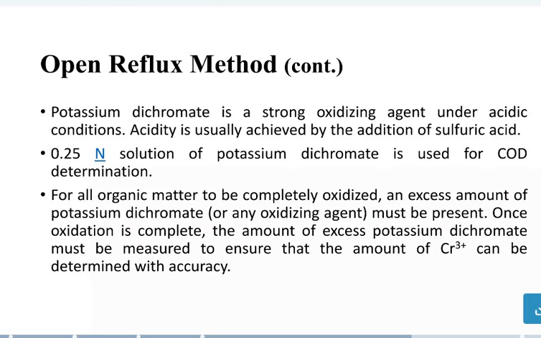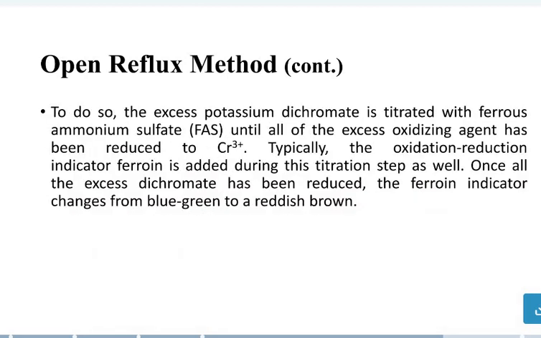In the open reflux method, potassium dichromate is a strong oxidizing agent under acidic condition. Acidity is usually achieved by the addition of sulfuric acid. You also know 0.25 N solution of potassium dichromate is used for COD determination. For all organic matter to be completely oxidized, an excess amount of potassium dichromate or any oxidizing agent must be present. When oxidation is complete, the amount of excess potassium dichromate must be measured to ensure that the amount of chromium 3+ can be determined with accuracy.